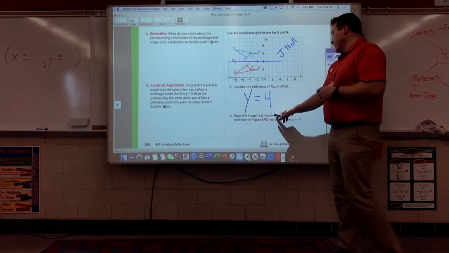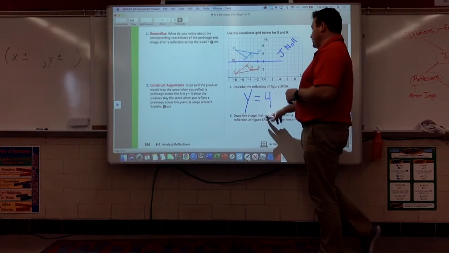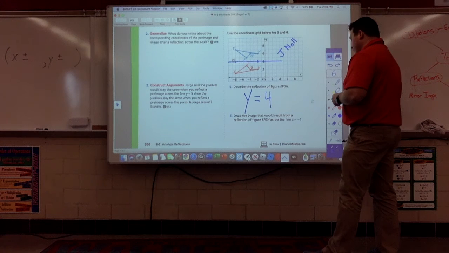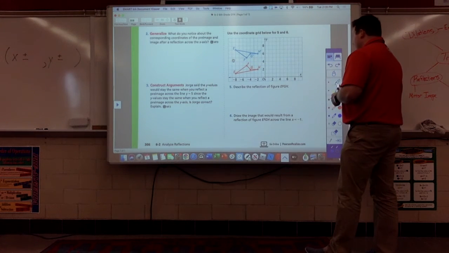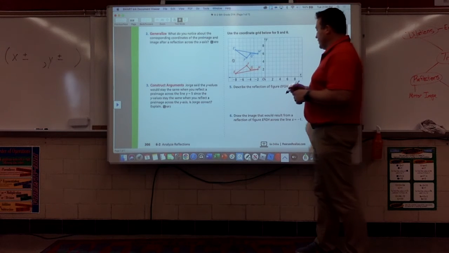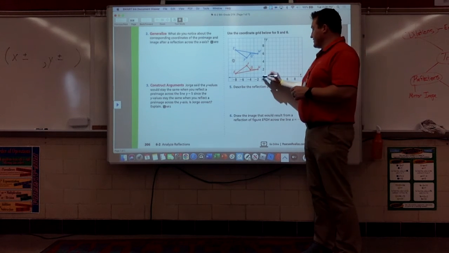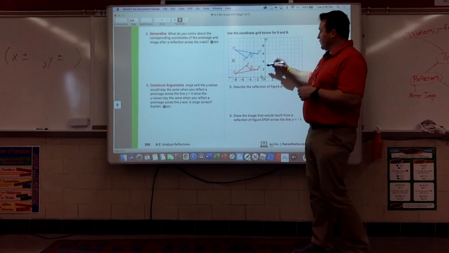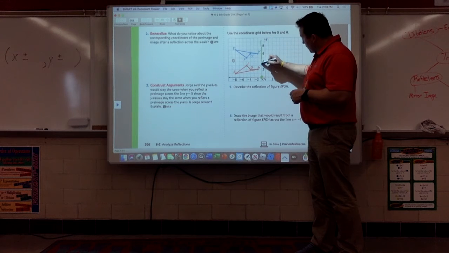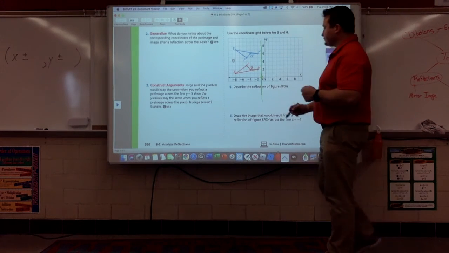Draw the image that would result from a reflection of figure EFGH, so the red one, across x equals -1. Ooh, fancy. Okay, x equals -1. Put a dot on -1 on the x-axis. Okay, draw a line that goes through that axis. Just like so.